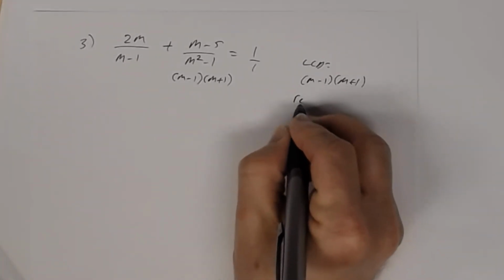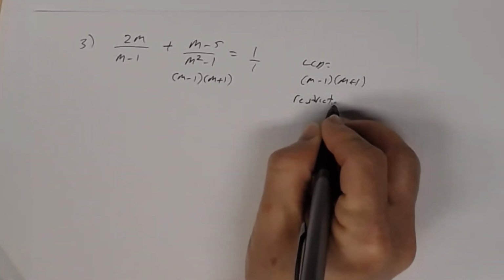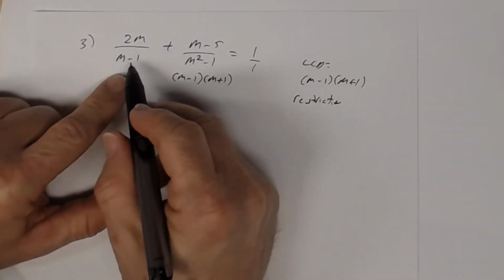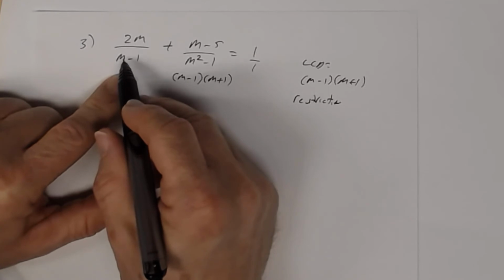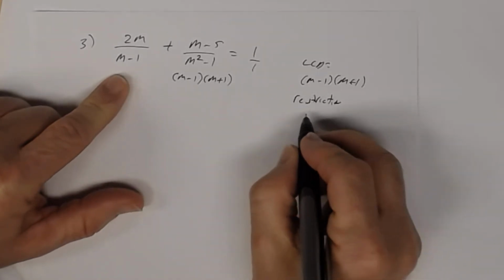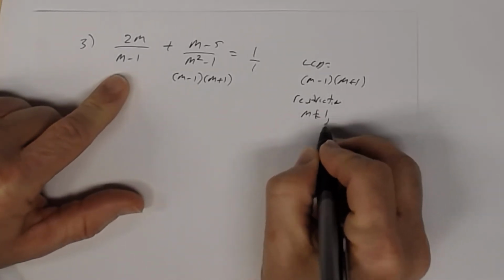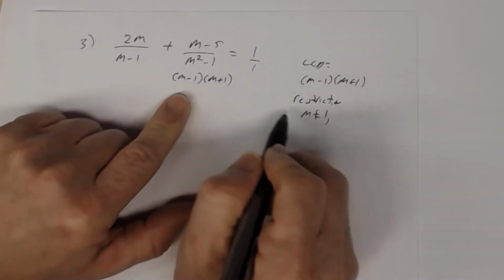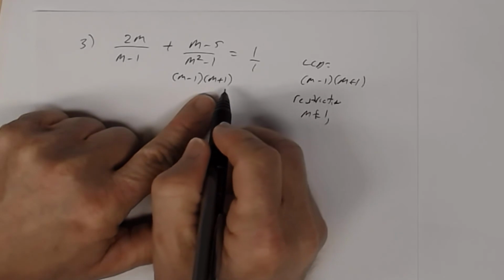Now you've got to find your restrictions. So you've got to ask yourself, what makes this denominator 0? What value of m makes it 0? Well, 1, right? 1 minus 1 is 0. So m cannot equal 1. Now, again, what makes this factor 0? We already found it, 1. What makes this factor 0?